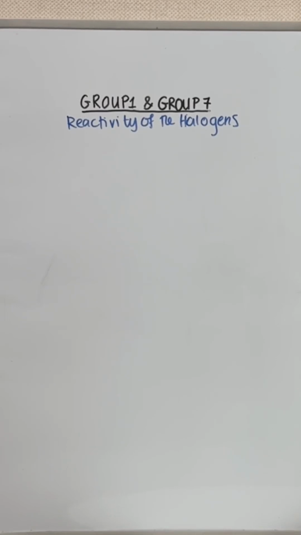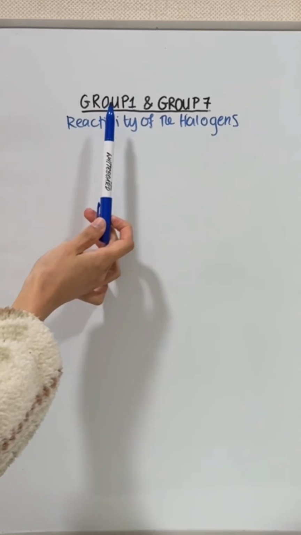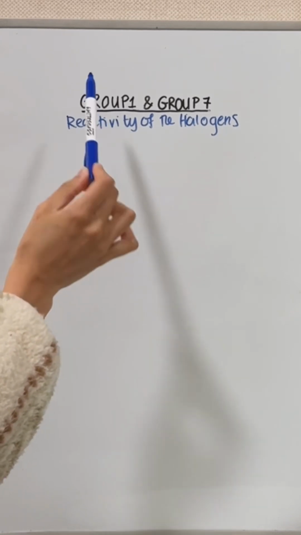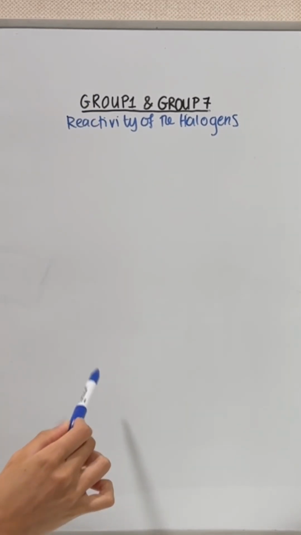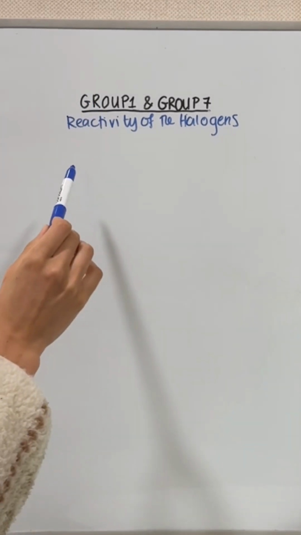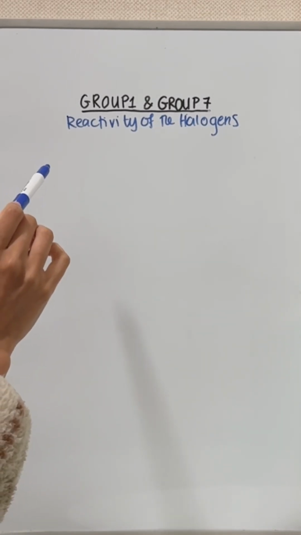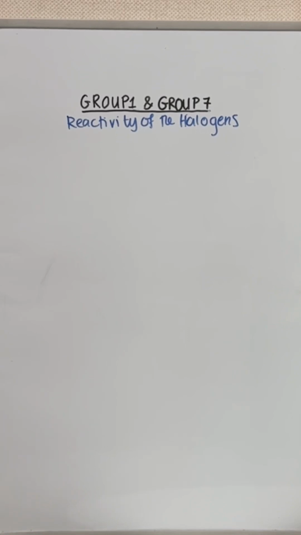In this video, we are going to focus on having a look at the reactivity of halogens. This is very different to the reactivity of group 1 elements. If you recall, going down the group for alkali metals, which are group 1, the reactivity increased. So the metals became more reactive as we went down the group. Whereas for the halogens, it's actually the opposite.